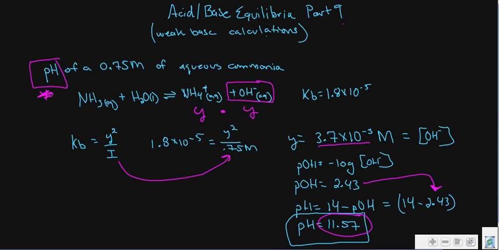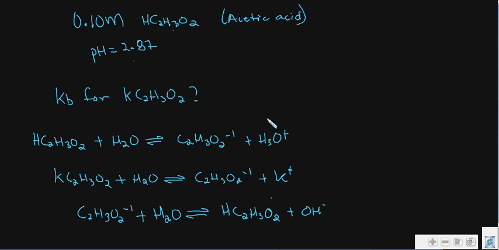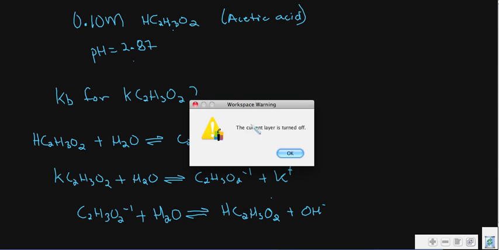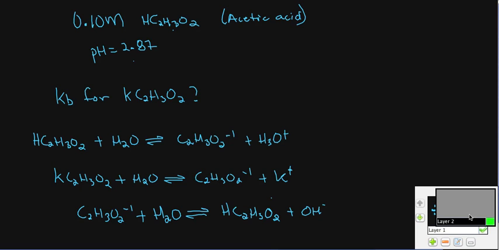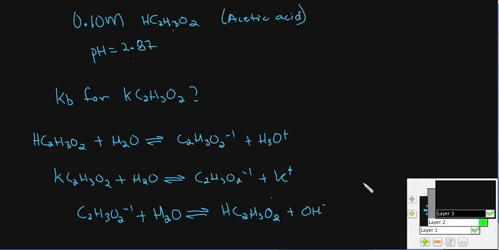Let's look at one more quick example. What if I said that I had a 0.1 molar acetic acid concentration, and the idea is that this has a pH of 2.87? So what's going on here? Clearly it's a simple situation where we could take this and figure out the concentration of hydrogen ions. But the question is, what is the Kb for potassium acetate? Well, this is acetic acid.